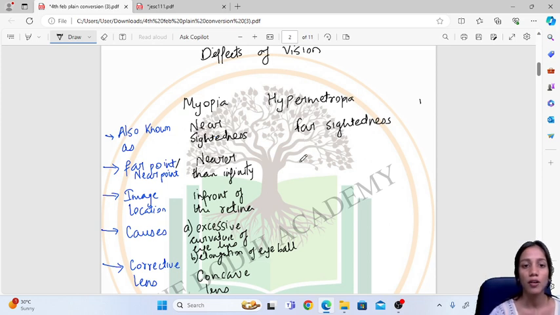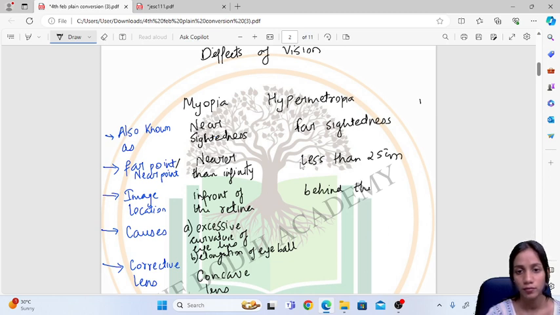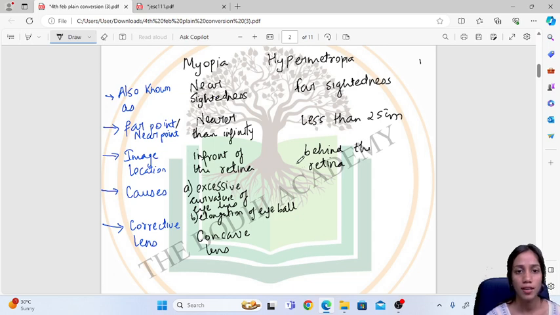Okay, so now the near point of this eye is less than 25 centimeter. Okay, and where is the image formed? Image is formed behind the retina.